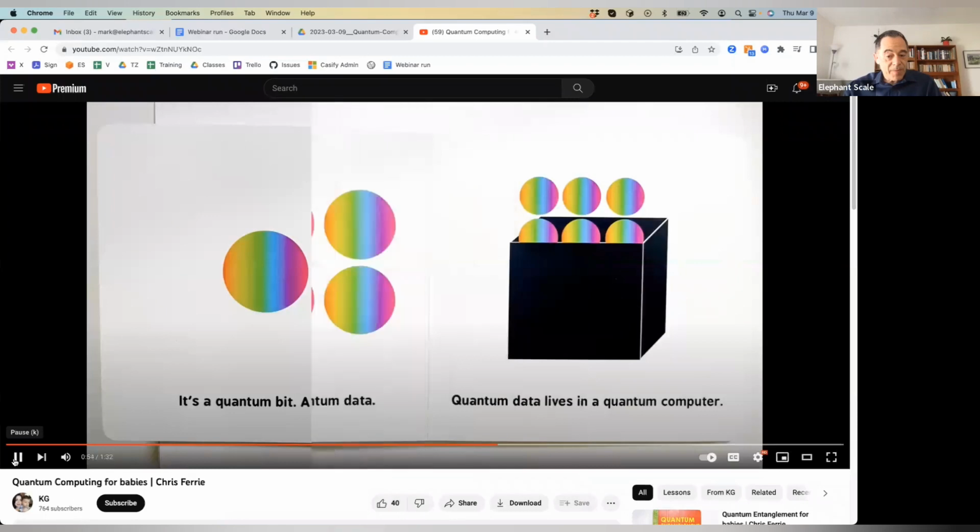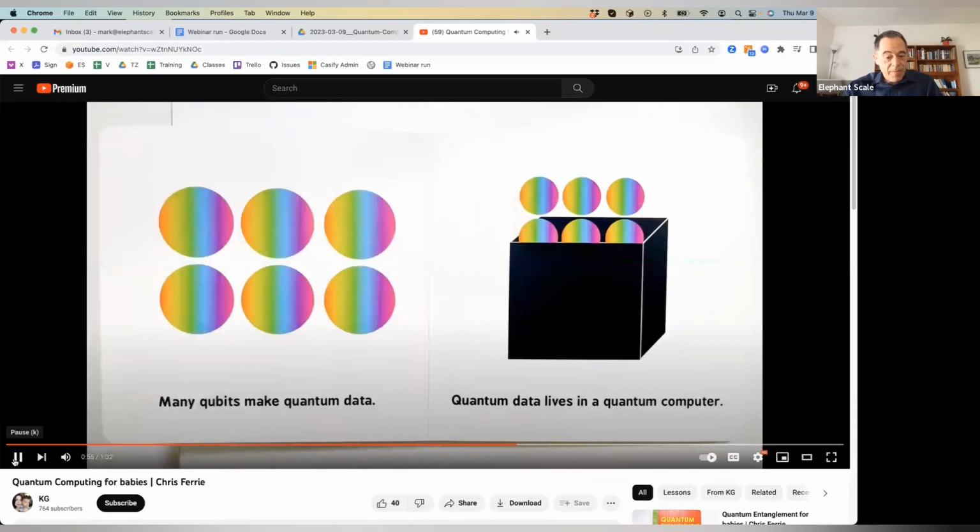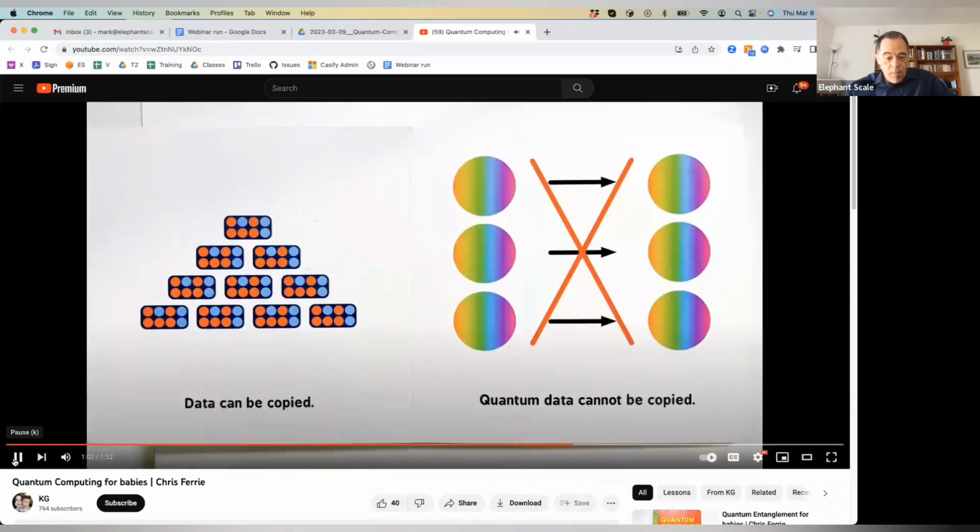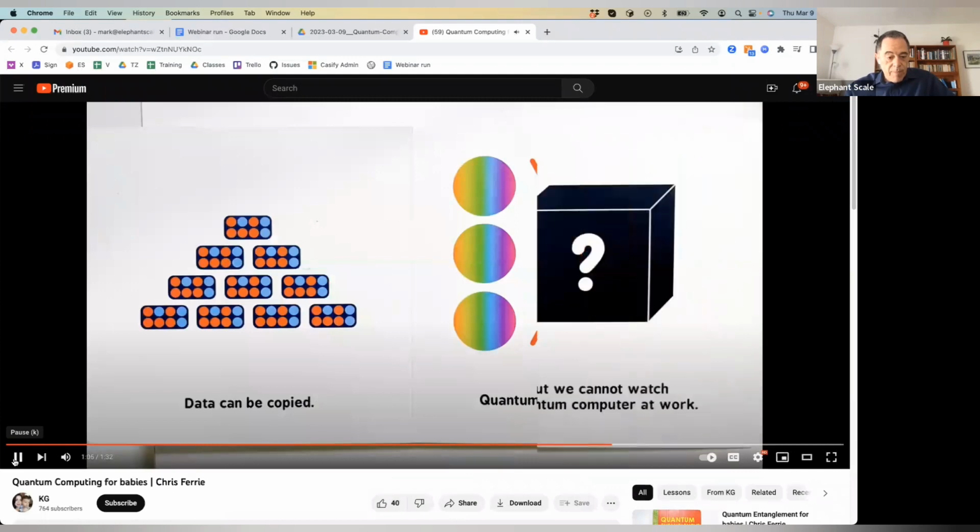Many qubits make quantum data. Quantum data lives in a quantum computer. Data can be copied. Quantum data cannot be copied.